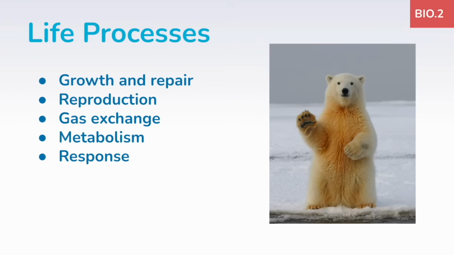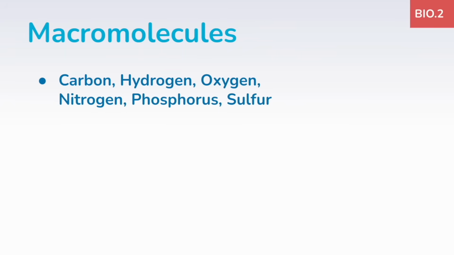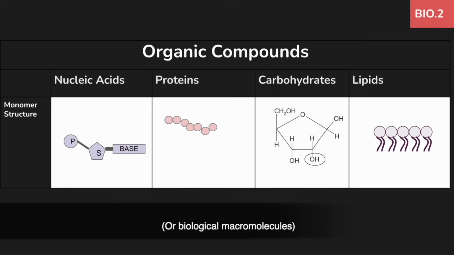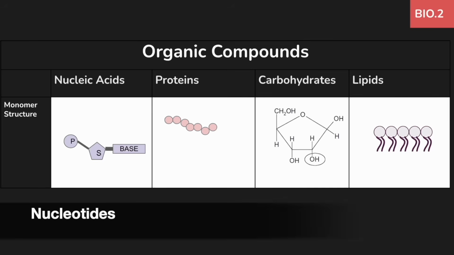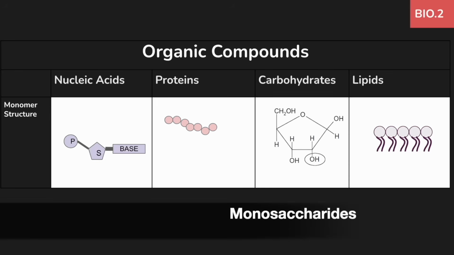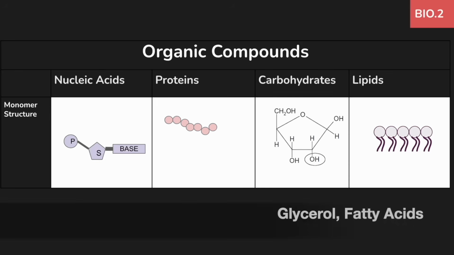And in those biological macromolecules, carbon is a key ingredient. Now, actually, carbon, hydrogen, and oxygen are going to be present in all our main categories of biological macromolecules. Our 4 main categories of organic compounds are nucleic acids, which are made of nucleotides, proteins, which are made of amino acids, carbohydrates, which are made of monosaccharides, and lipids, which are made of usually glycerol and fatty acids.